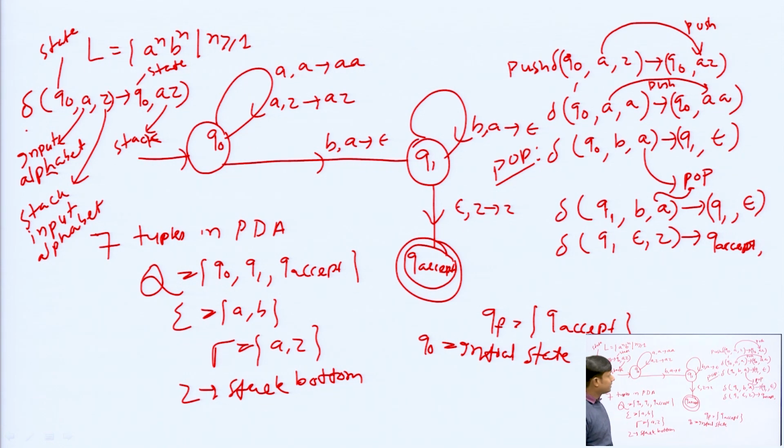So, this is the formal definition of all the 7 tuples. Q0 is the initial state, the final state is Q accept, all the 7 tuples. So, we will go to how the string is accepted by this diagram. We will take an example string from there, then I will check how this is accepted. So, let me erase this.